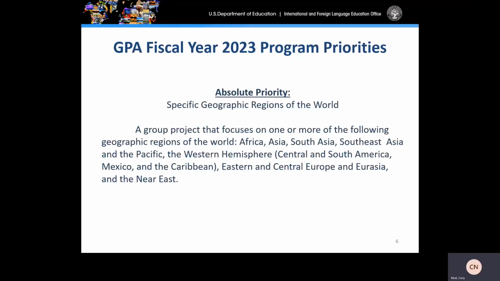These countries include Andorra, Austria, Belgium, Denmark, Finland, France, Germany, Greece, Iceland, Ireland, Italy, Liechtenstein, Luxembourg, Malta, Monaco, the Netherlands, Norway, Portugal, San Marino, Spain, Sweden, Switzerland, and the United Kingdom.